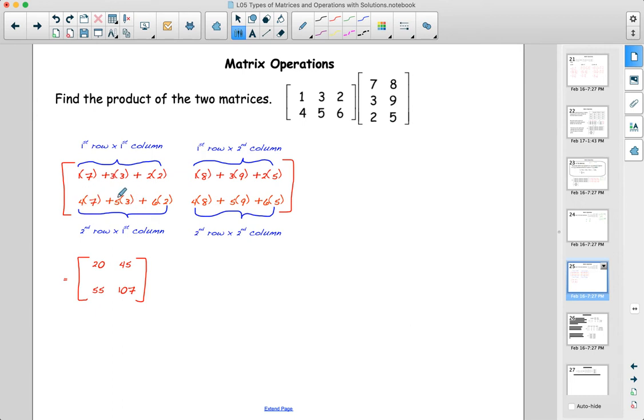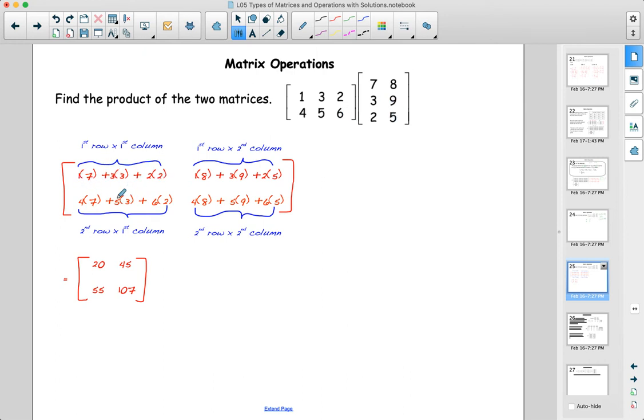This position is 2, 1. So second row, first column. So second row times first column. 4 times 7 plus 5 times 3 plus 6 times 2. This one is in position 2, 2, row 2, column 2. So row 2 times column 2. 4 times 8 plus 5 times 9 plus 6 times 5.